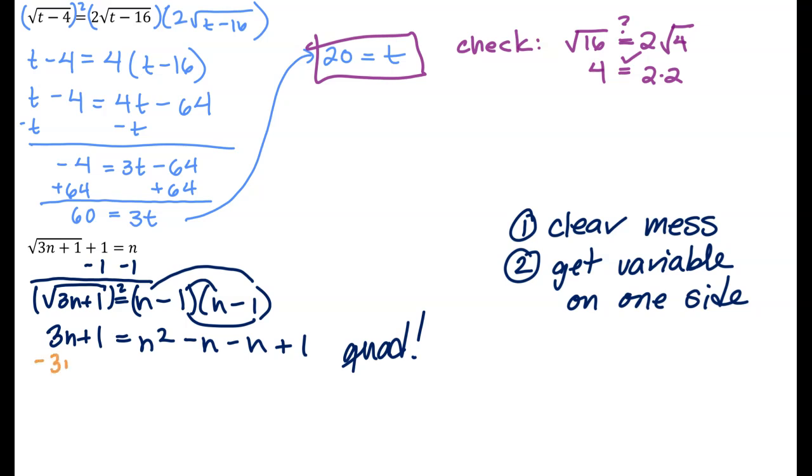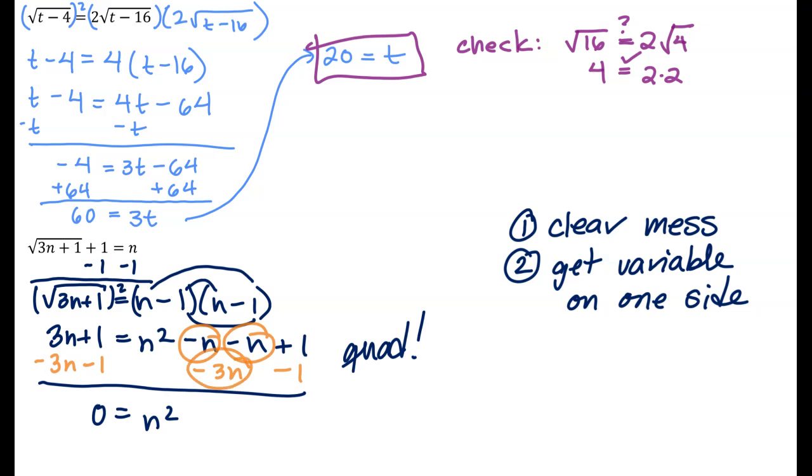So I'm going to subtract the 3n and the 1, minus 3n minus 1. And I end up with 0 on the left, the n squared. On the right, I have negative n minus 3n. That gives me negative 5n. And then I get the plus 1, but I also have a minus 1, so that actually drops out completely, which is kind of nice. So I just end up with 0 equals n squared minus 5n.